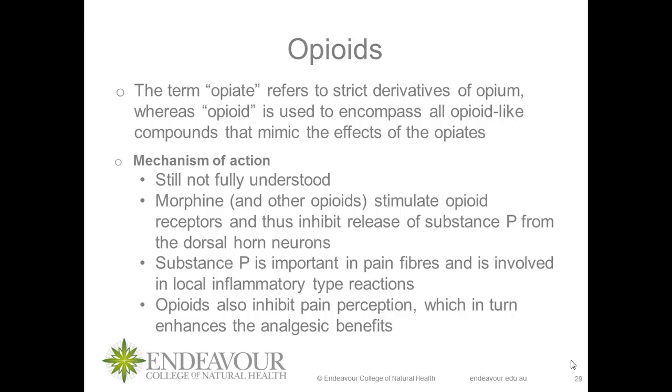Substance P is important in pain fibres that are involved in local inflammatory reactions and perception of pain associated with inflammation. Opioids, as we've said, inhibit pain perception, so this is in the CNS itself. So there are two aspects to the analgesic benefits, and the inhibition in the spinal cord enhances the inhibition further up in the CNS.